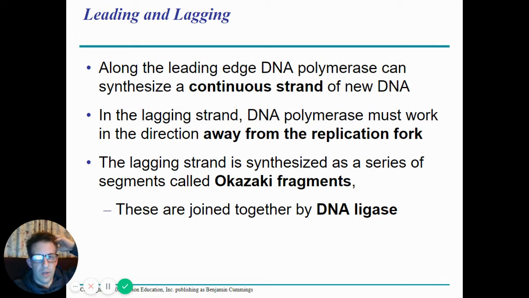Okay, so when we are creating the new DNA strands, when we're making two brand new strands, they happen in two different ways. One of them happens by what's known as the leading edge. The other one is a lagging edge, or a lagging strand. So when we are discussing these two different fashions of creating the DNA, we call one the leading strand and one the lagging strand.